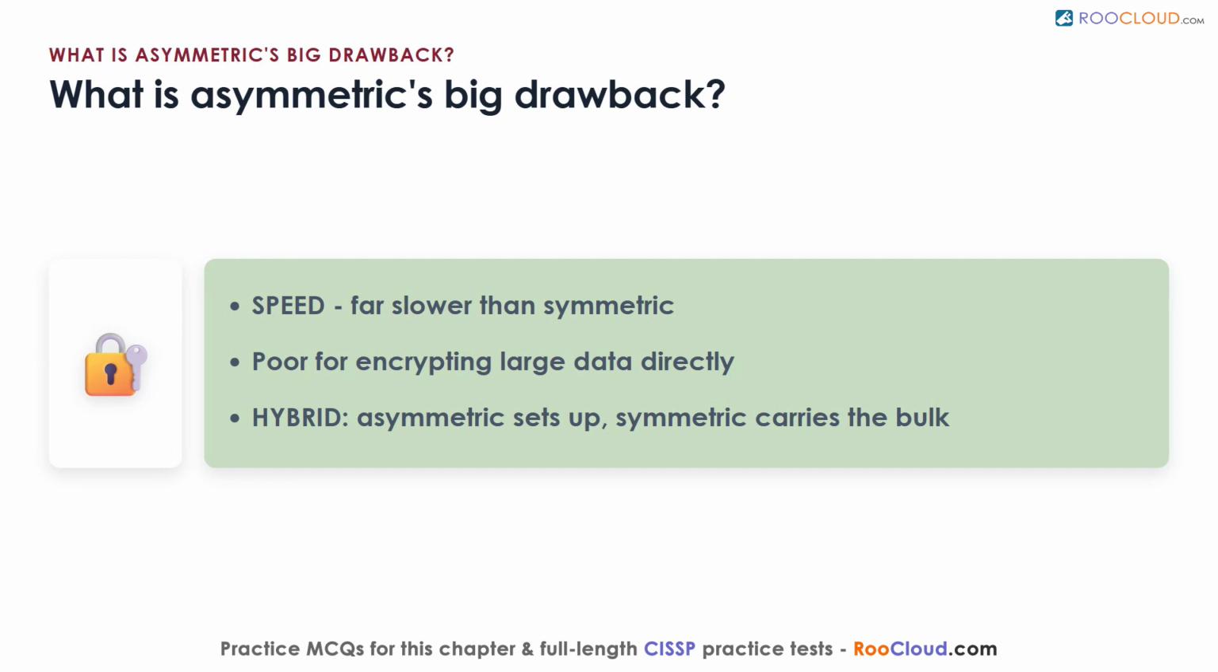You use the slow but convenient asymmetric method just to set up the connection and exchange a shared symmetric key. Then you switch to fast symmetric encryption for the actual bulk of the conversation. Think of a slow, secure courier who hand delivers a key, after which you switch to a high-speed pipeline.